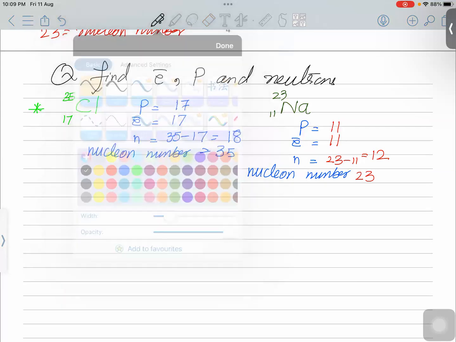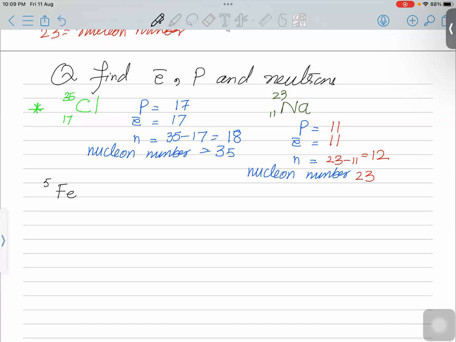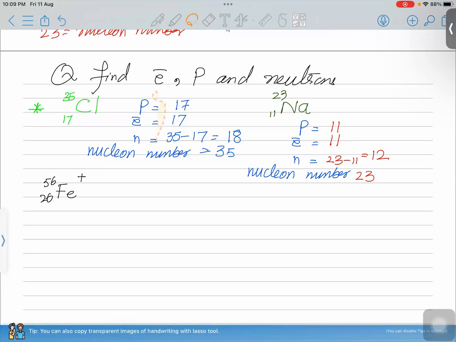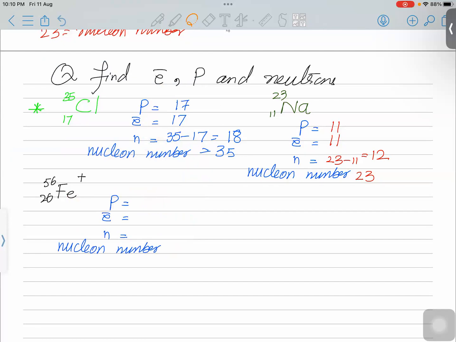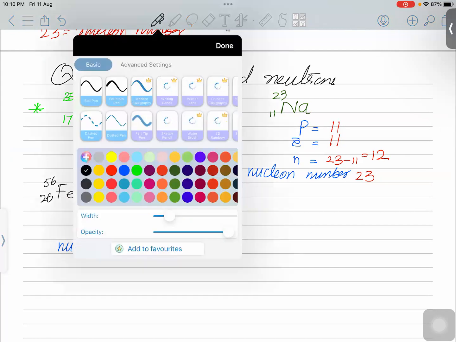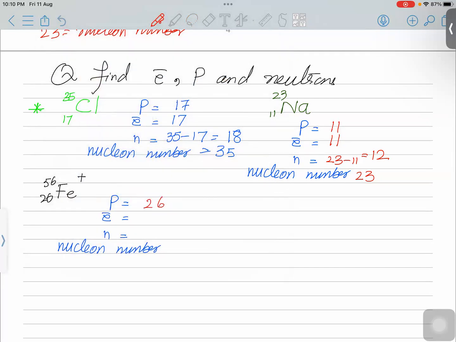Now next is iron 56, 26 plus 1. Can anyone tell me the proton number? 26, sir. And the electrons are also 26? No, because you have positive charge. Positive means one less electron, so 25.